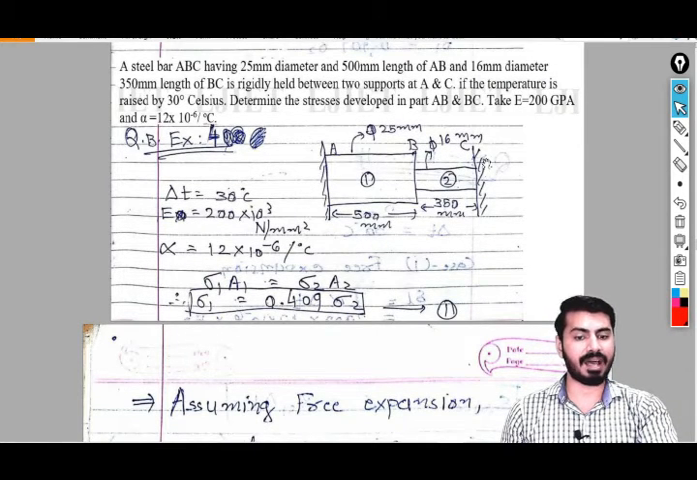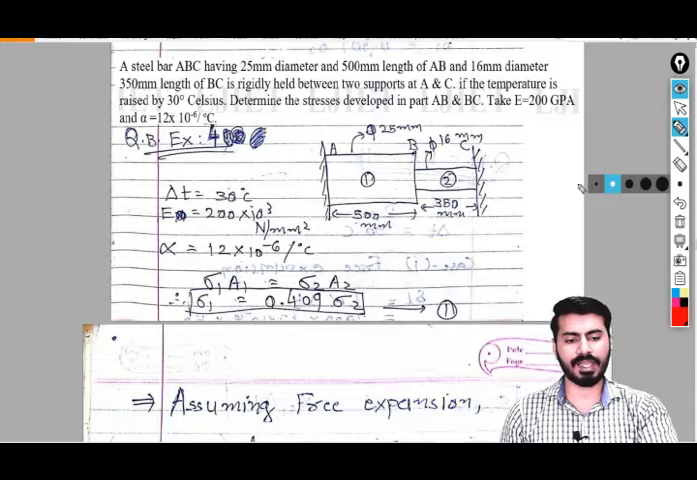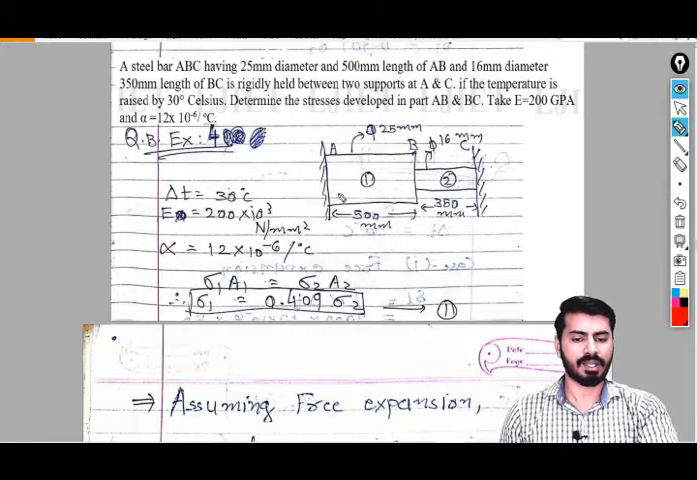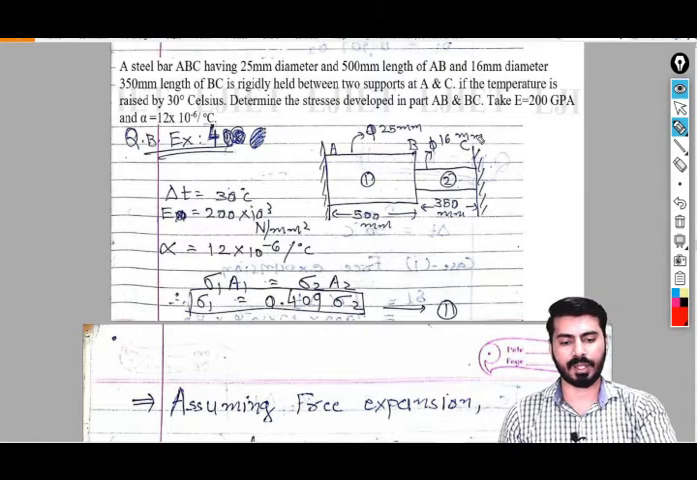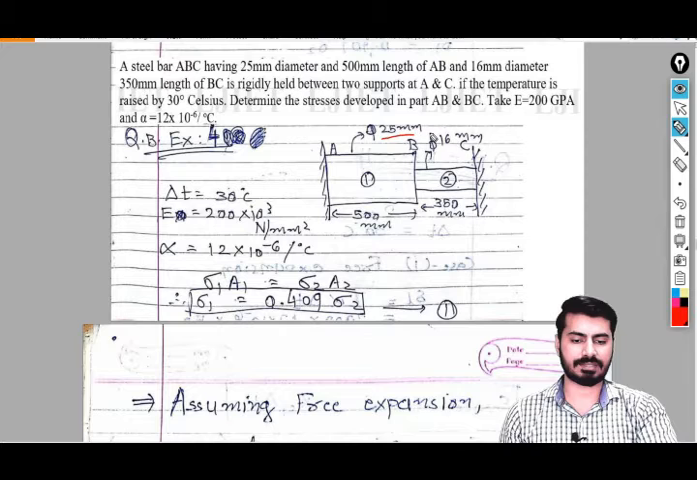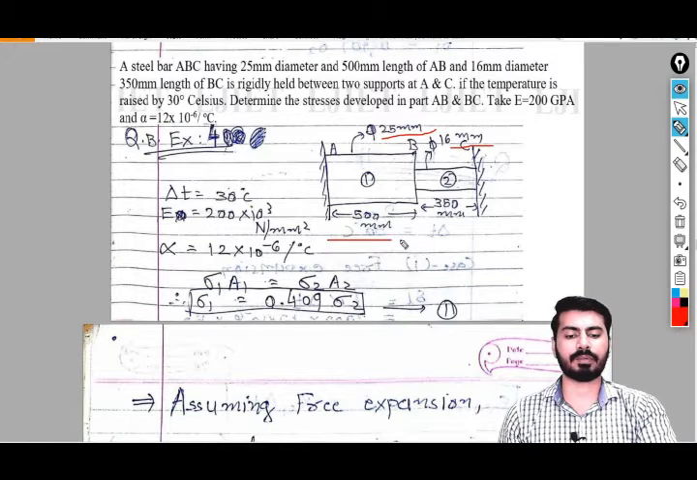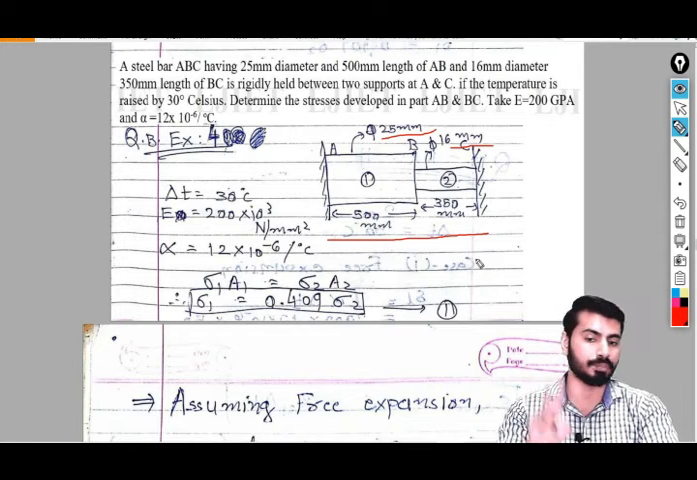So ABC bar, as you can see in this diagram, is having two different steps over here. The first step is this one. AB is having the diameter of 25 mm and BC is having 16 mm diameter. So both the dimensions are written in this diagram. It is rigidly held between the two supports A and C. So as you can see, the expansion or contraction is completely prevented. This is the case number 2.